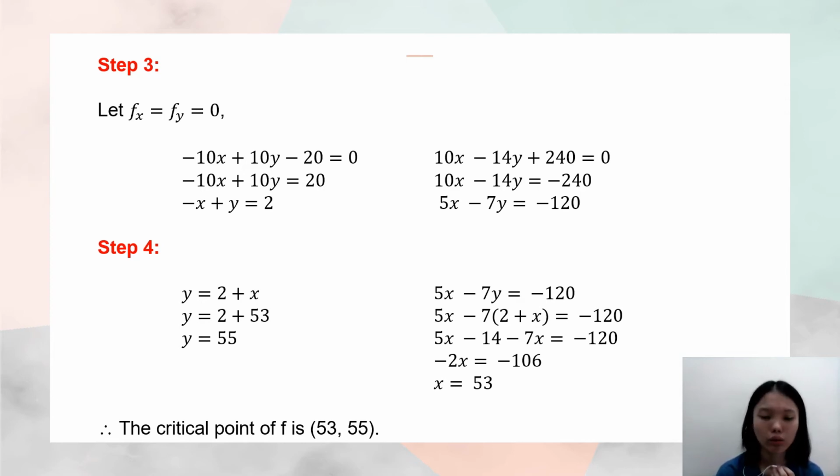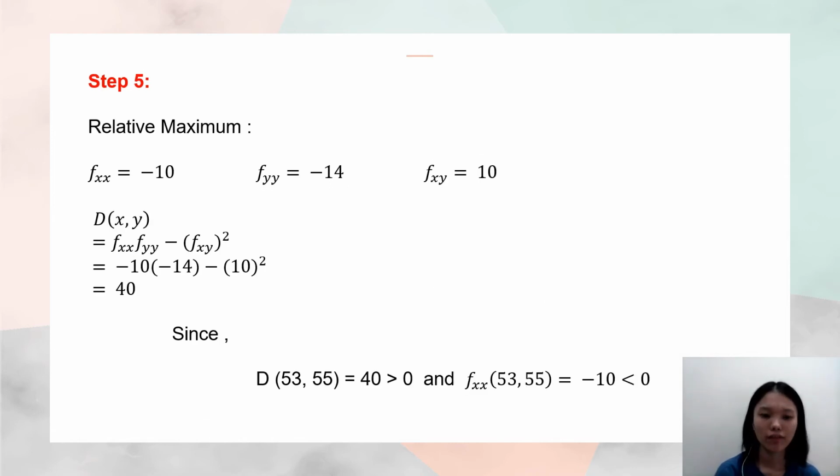After that, we solve the simultaneous equations to get the critical point. We use y equal to 2 plus x and substitute it into 5x minus 7y equal to negative 120. After substituting y, we obtain x equal to 53 and y equal to 55. So we can conclude that the critical point is (53, 55).